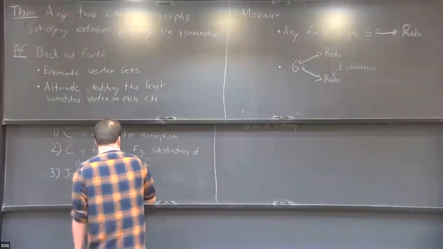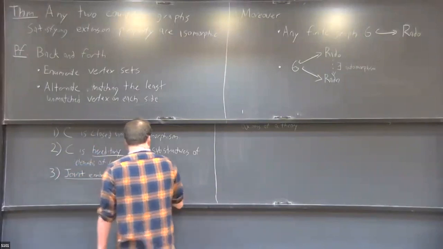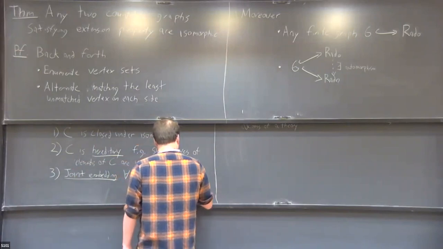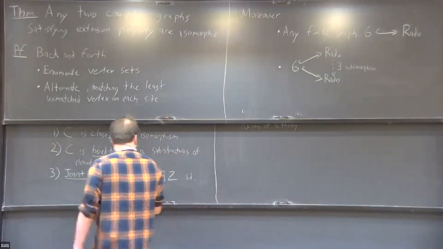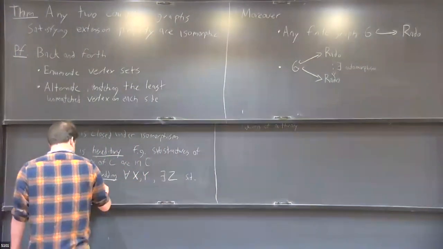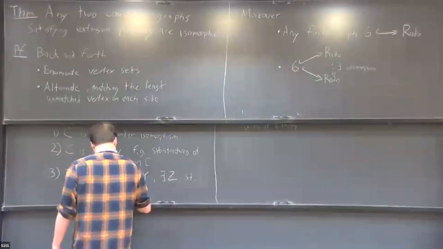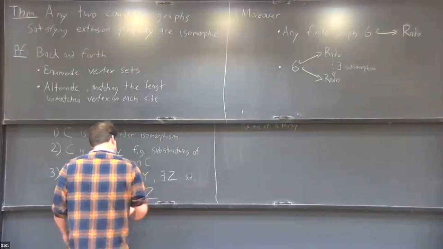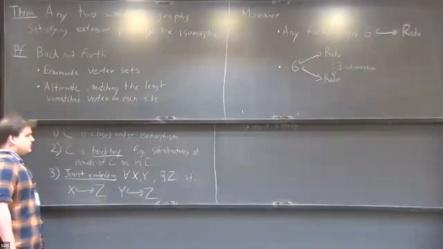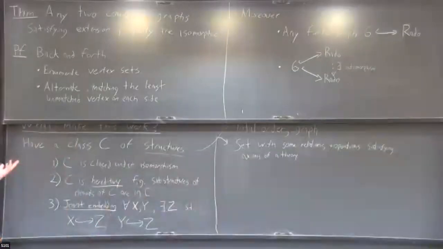So this just says that for all X and Y, there exists some Z such that both X and Y include into C. Okay, so given any two structures in our class, we can find a larger one that contains both of them.